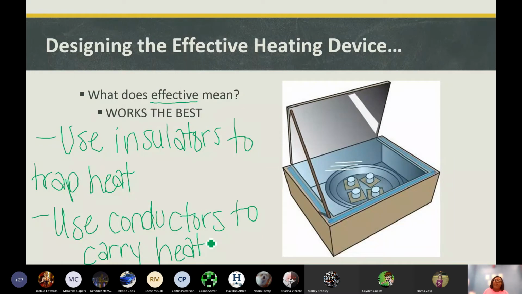Location, location, location. Remember, if we put our insulators, which trap heat or block heat, in the wrong place, we could hinder the heating of our device. We could stop the cooking of our food. So it's super important to think about where we put our insulators and our conductors.